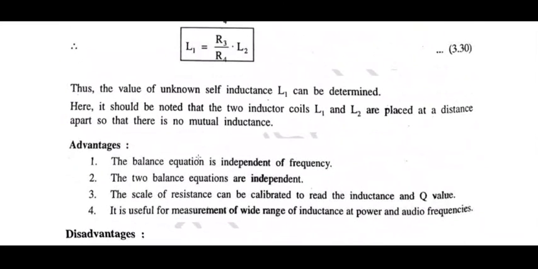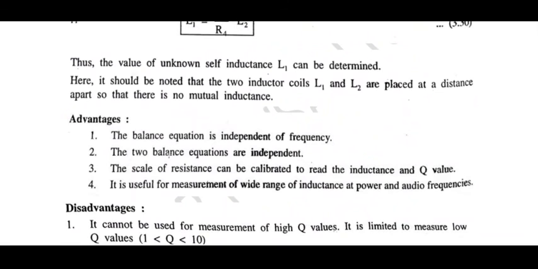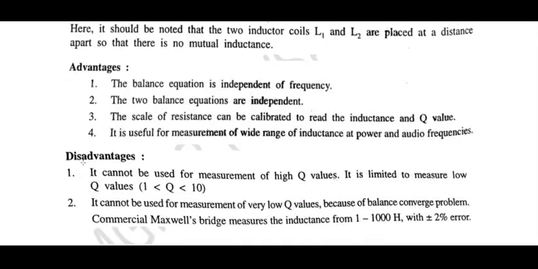Now you can draw this phasor diagram, and there are also some advantages. What are the advantages? The balance equation is independent of frequency, and the two balance equations are independent of each other. The third advantage is that the scale of resistance can be calibrated to read the inductance and Q value. The fourth is that it is useful for measurement of a wide range of inductance at power and audio frequencies. The disadvantage is that it cannot be used for measurement of high Q values, and it is limited to measuring low Q values. Second, it cannot be used for measurement of very low Q values because of the balance convergence problem.